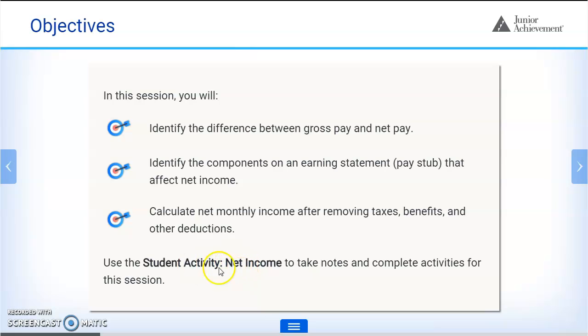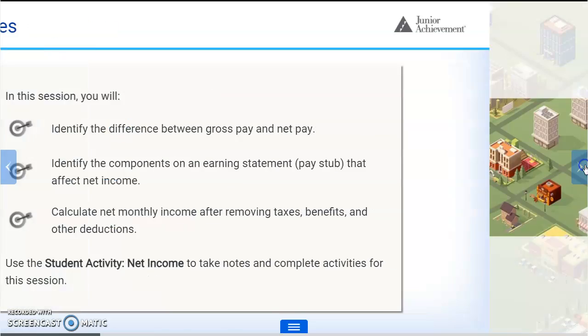The net income activity is attached here to Schoology, so please download it and then email it to me right after you complete it, okay? When you're working on it, you might want to pause this video, watch it again and pause it, because the definitions will be given here.